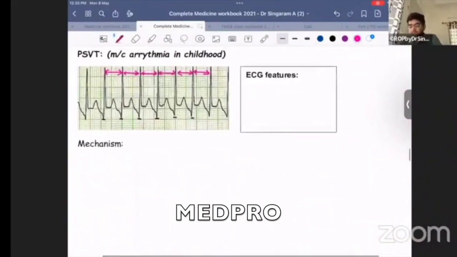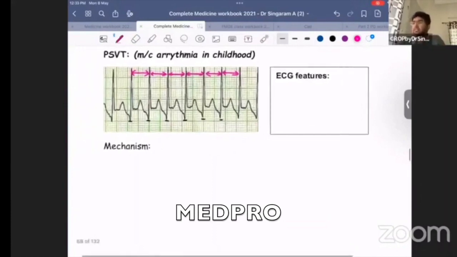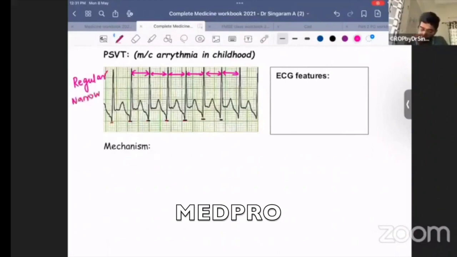And what are the features of this PSVT? First of all, does it look like a regular rhythm or an irregular rhythm? Definitely, it is looking like a regular rhythm. Second thing, look at the QRS duration. Can you see that? It is only two boxes or two small squares. So it's again a narrow QRS. I think that is clear. Regular rhythm as well as a narrow QRS.